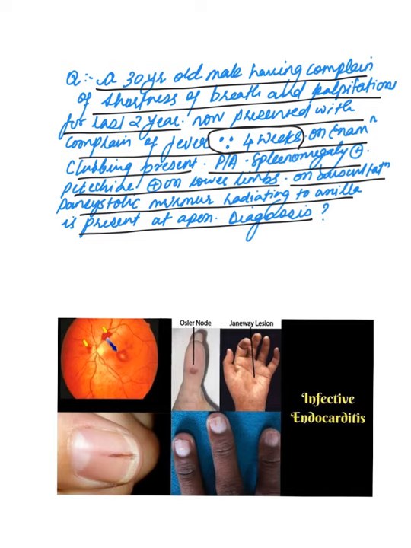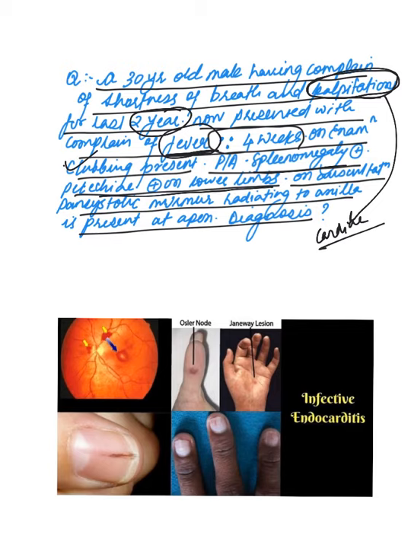So the patient was having shortness of breath and palpitation. Palpitation is a cardiac symptom, so we should think on the lines of cardiac pathology. So the patient was having some cardiac pathology for 2 years and has now presented with complaint of fever. Some infective process has superimposed. On examination, there is clubbing, splenomegaly, petechiae on the lower limbs, and on auscultation, a pansystolic murmur radiating to the axilla at the apex. So this is the classical description of MR, mitral regurgitation murmur. So the patient was having mitral regurgitation, symptomatic for 2 years, and now he has got fever.